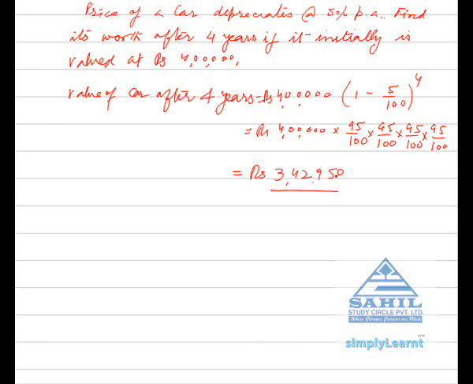Price of a car depreciates at the rate of 5% per annum. Find its worth after 4 years if it initially is valued at rupees 4 lakh. Value of the car after 4 years is 4 lakhs into (1 - 5/100) to the power 4. Note that the negative sign has been taken due to depreciation. Now this amounts to 4 lakhs into 95/100 multiplied by 95/100 multiplied by 95/100 multiplied by 95/100, which amounts to rupees 3,42,950.